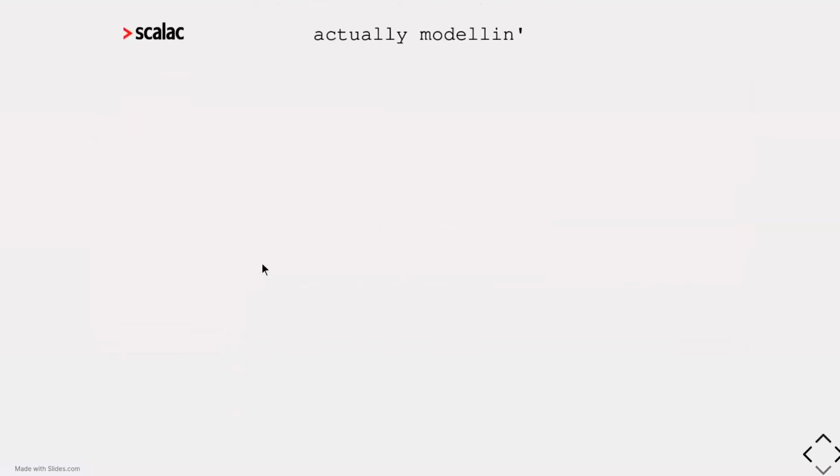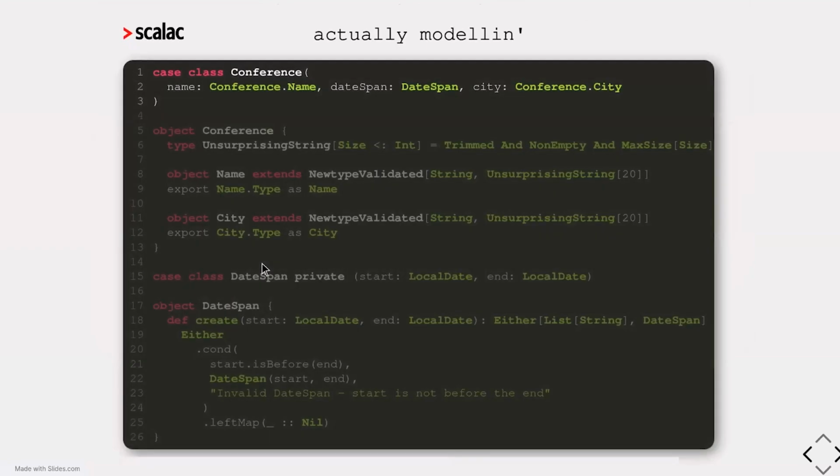As you remember, we're trying to model a conference, like a conference insertion thingy or something. So a conference in a domain model would look like this. It's a case class of 3 fields. All of those fields are new types, besides datespan, I believe. So name is a new type validated, the thing I created on the last slide that wraps a string, and it has a validation, a constraint called unsurprising string. An unsurprising string is just a trimmed, non-empty, and max size string of some size, right? In this case, it's an unsurprising string of max size 20.